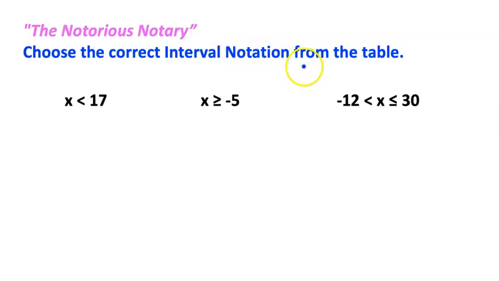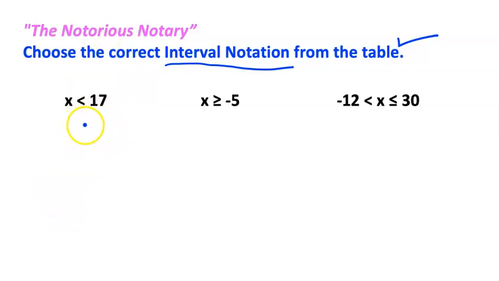Choose the correct interval notation from the table. So in Schoology, there is a table. On this example, there is not. I give you a whole bunch of multiple choice of picking the correct interval notation. So interval notation is that weird way to represent inequalities with both hard brackets and soft brackets.